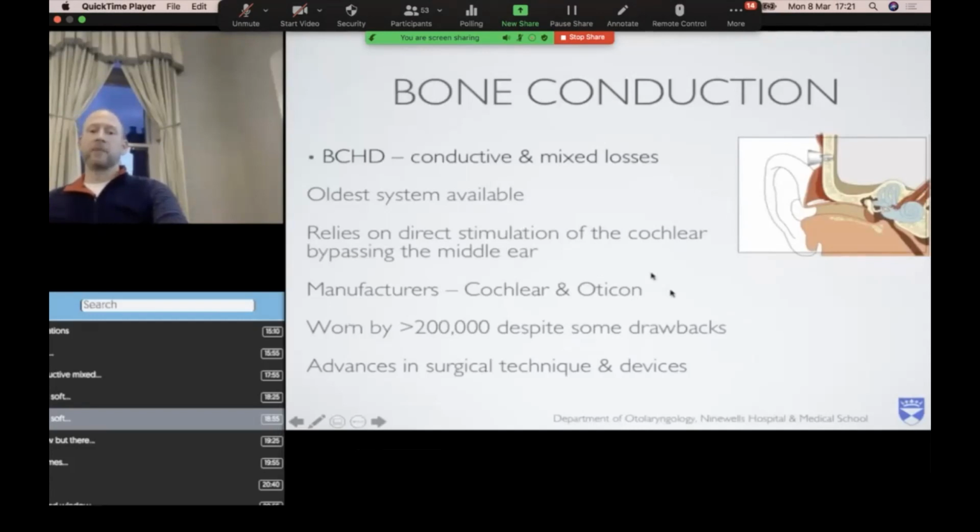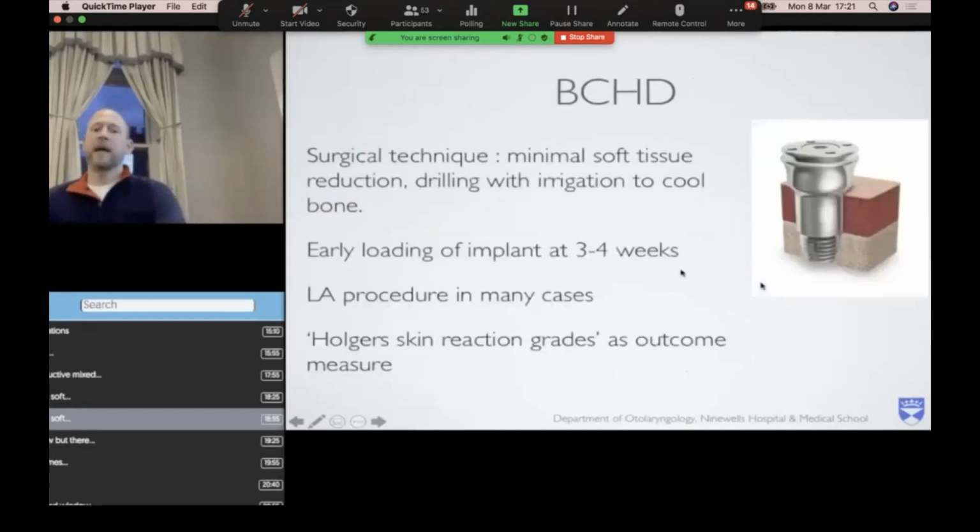You could probably talk about the advances in the surgical technique that have been happening. Back in the day, it was thin the skin out, make a wide bed, if you like. We've moved away from that. There's now minimal soft tissue reduction and just drilling the bone straight in, early loading of the implant after 3 or 4 weeks, and often it's a local anesthetic procedure.